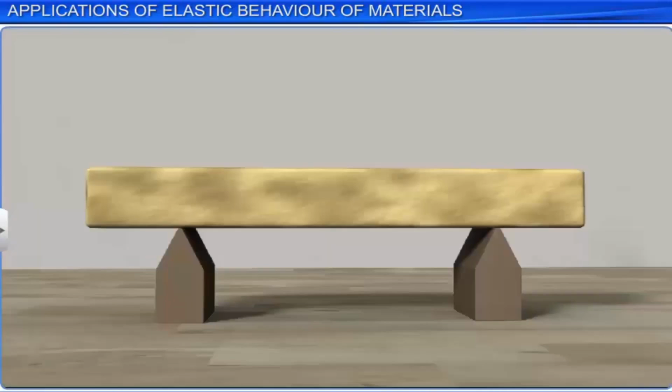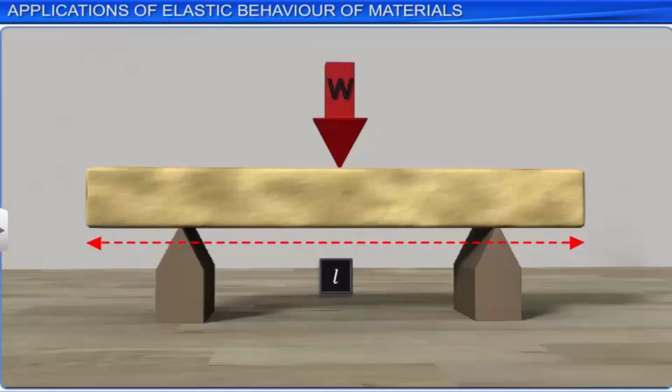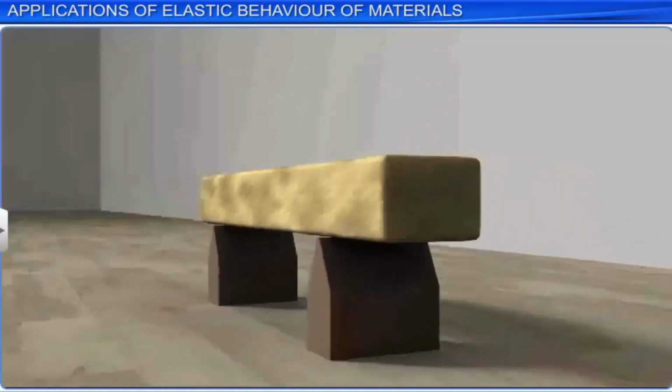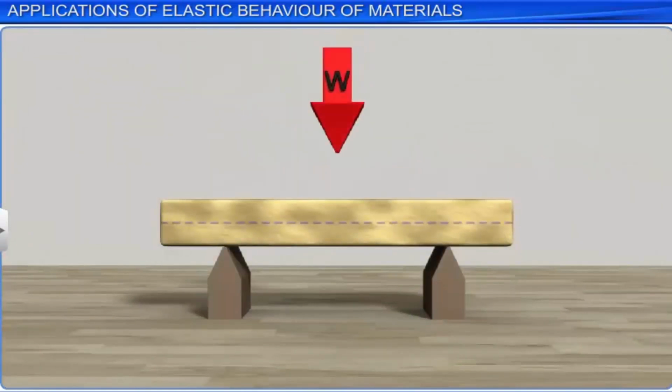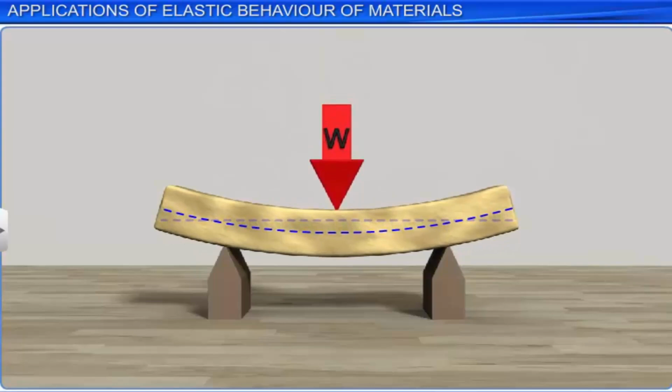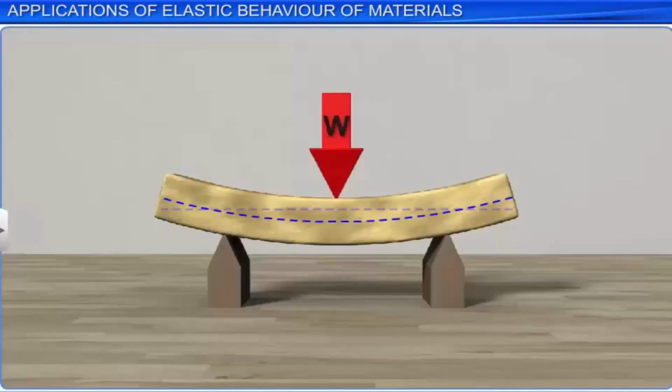Let us consider a beam resting at both ends, subjected to a load W at its midpoint. The beam has a length L, width B, and thickness A. When a load is exerted at its midpoint, it bends as shown. In the process, the upper surface is compressed, whereas the lower surface is extended. The beam will sag or deflect due to the load. The deflection of the beam at the midpoint is its vertical deflection compared to its unstretched position.